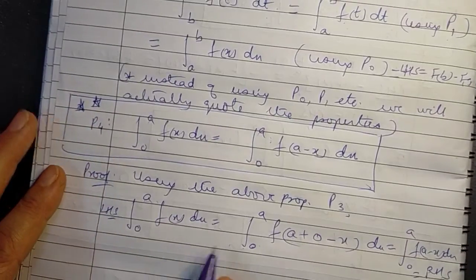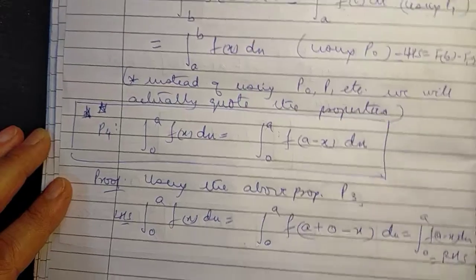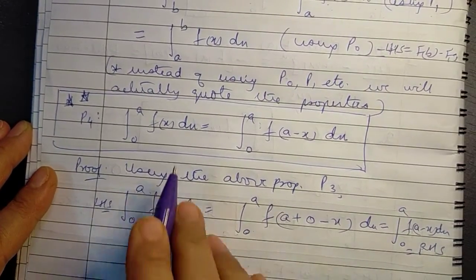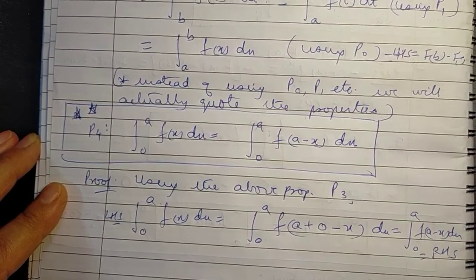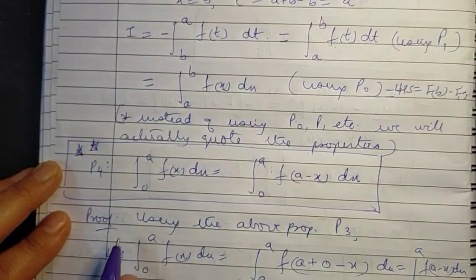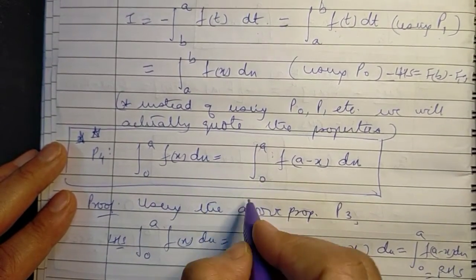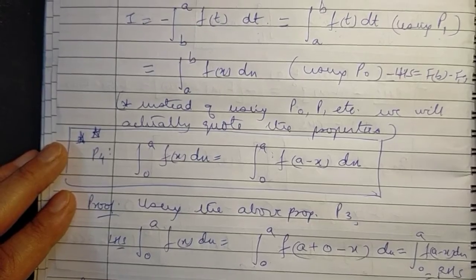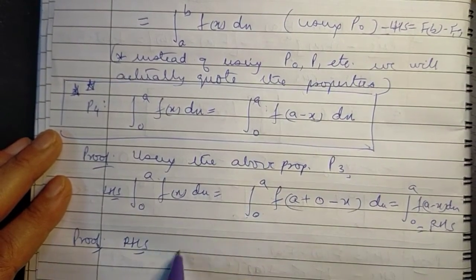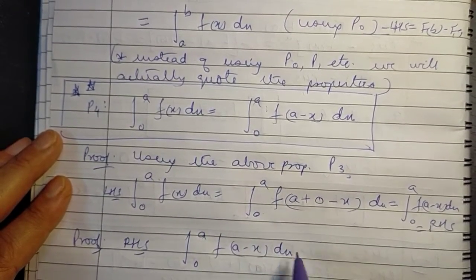Now before proceeding to the remaining properties, we will first do some questions based on them, so that you can understand the use of these properties. Now again, suppose you don't want to use this property P3 to prove this one, we can prove this again directly using the right hand side. Right hand side we have 0 to a f of a minus x dx.